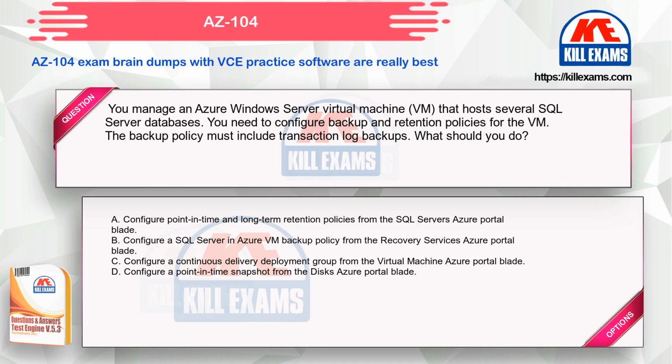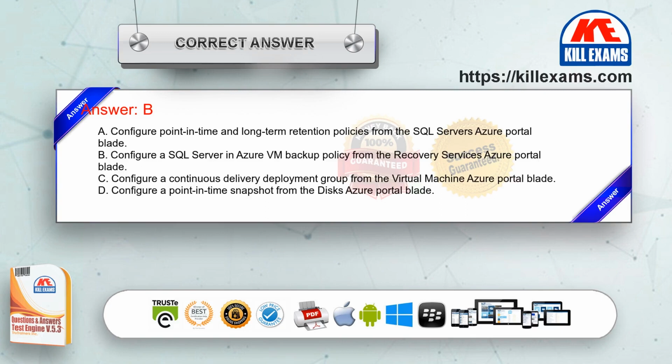Configure point-in-time and long-term retention policies from the SQL Server's Azure Portal Blade. B. Configure a SQL Server in Azure VM backup policy from the Recovery Services Azure Portal Blade. C. Configure a continuous delivery deployment group from the virtual machine Azure Portal Blade. D. Configure a point-in-time snapshot from the disk's Azure Portal Blade. The correct answer is option B.